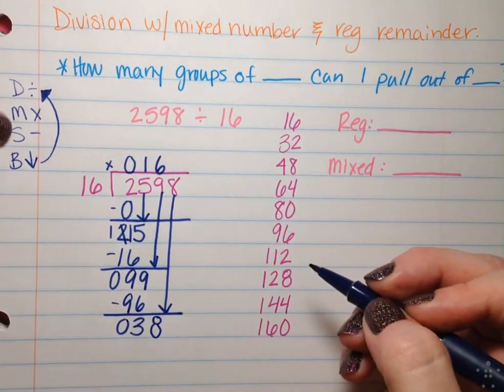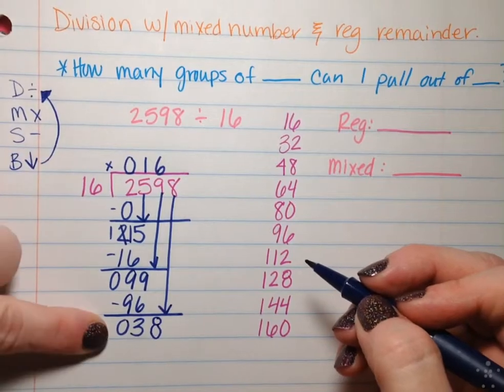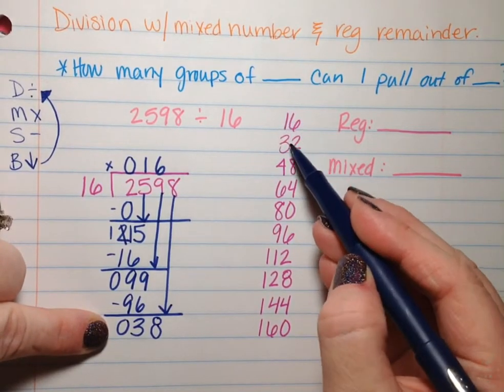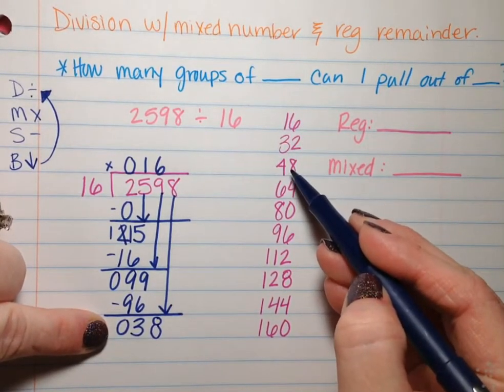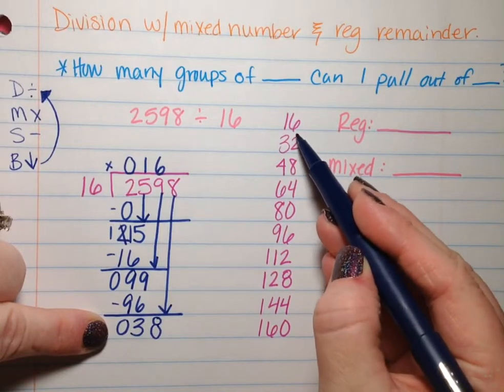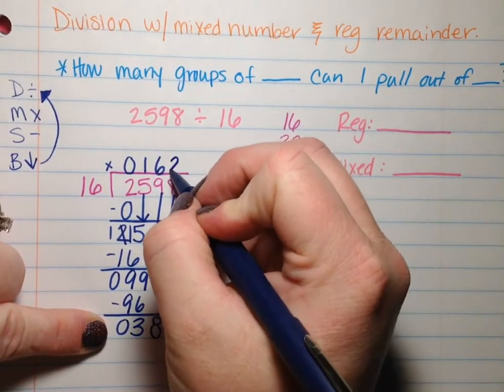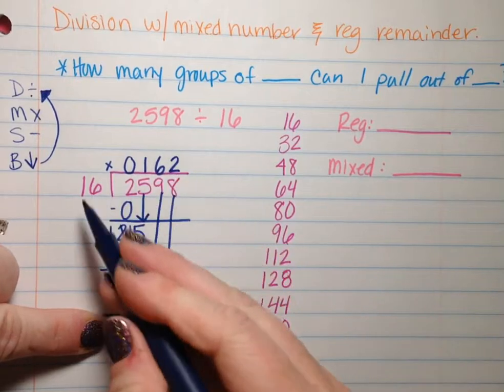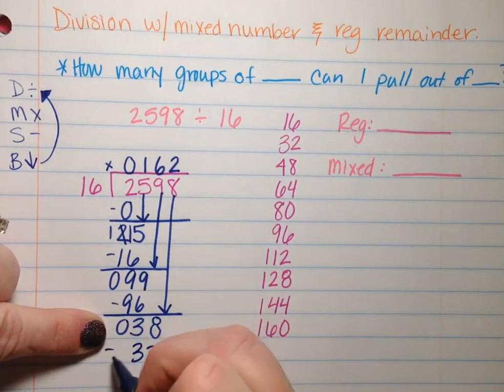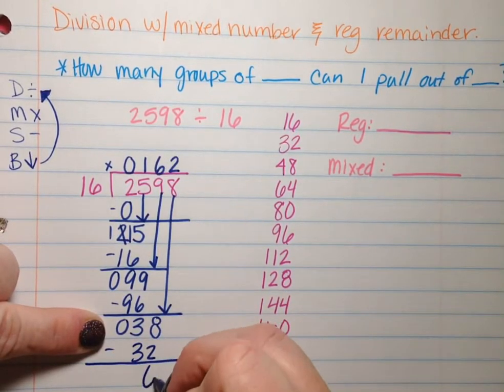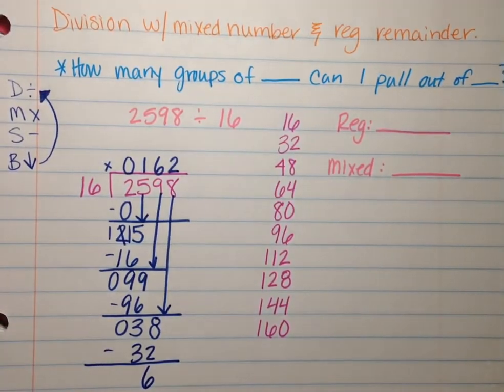Okay. How many groups of 16 can I pull out of 38? 1, 2. That's too much, so I'm going to jump back to 32. 1, 2. 16 times 2 is 32. Subtract, I get 6.